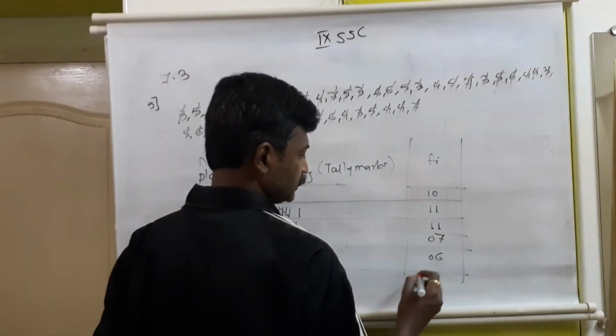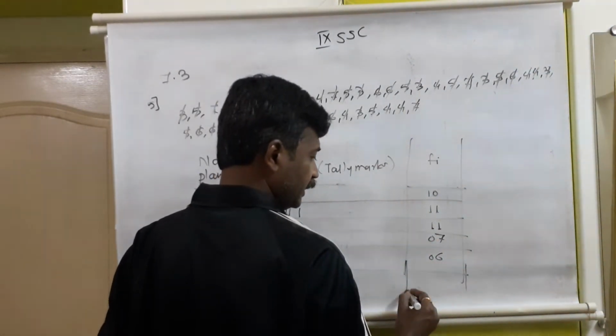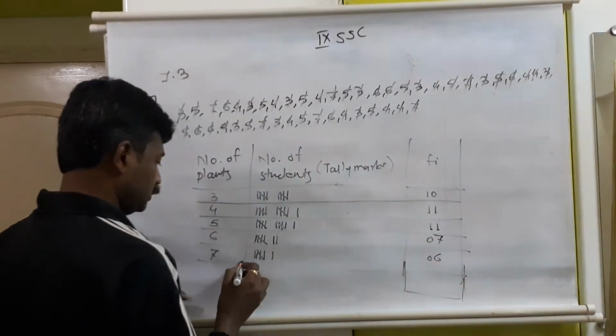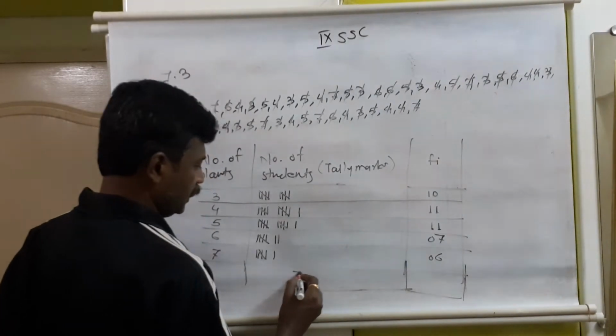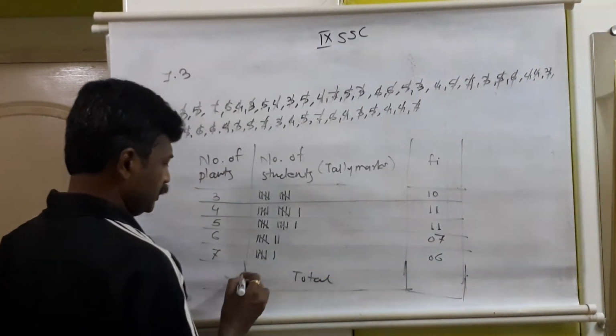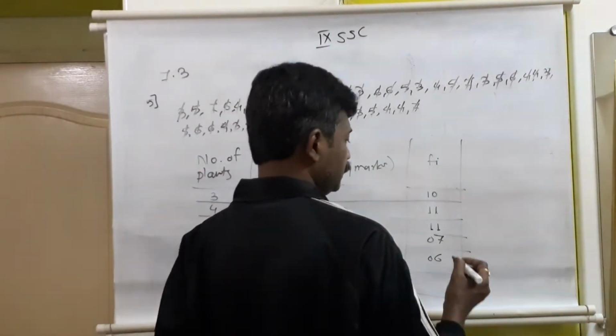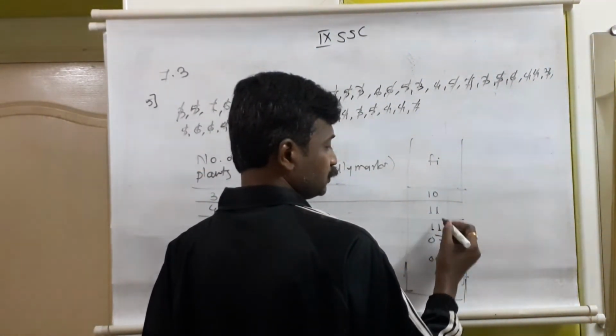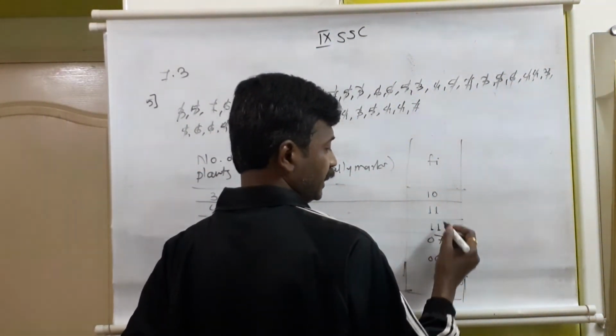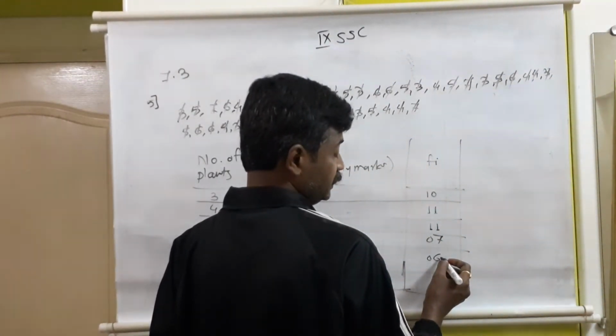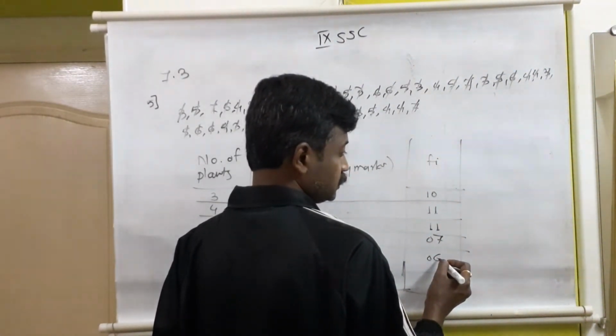So it is 6. It is necessary that we should have the total of frequency column always. So what will be the total here? 7 plus 1 plus 1, 7 plus 1, 8 plus 1, 9. 9 plus 6, it gives 15.